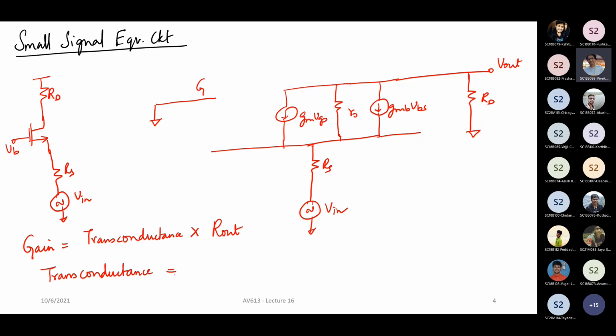So gm plus gmb. Okay, why do you say it is gm plus gmb? Now we are giving the input at the source, no? Okay, sir. In the common source case, we gave the input at the gate, right? And we said there is a certain gate to source voltage and there is a current set up because of the gate to source voltage. Here your gate is grounded and your input is given at the source.